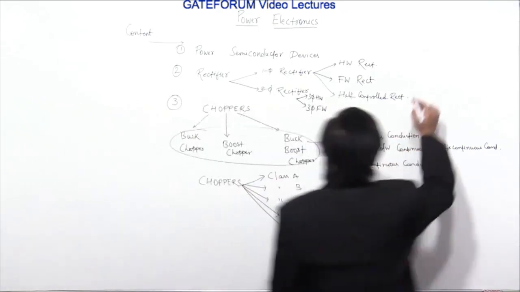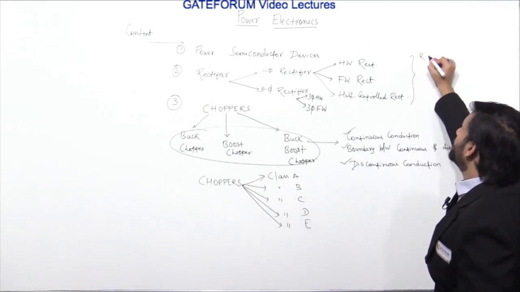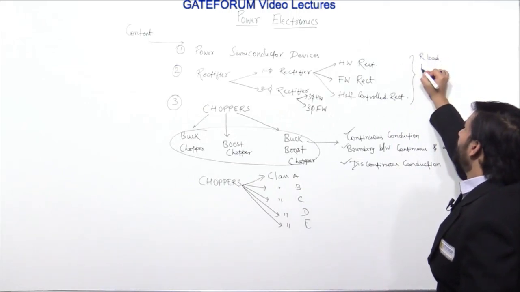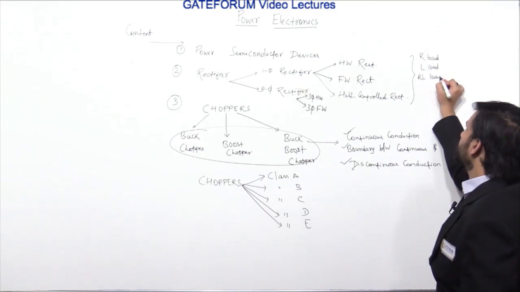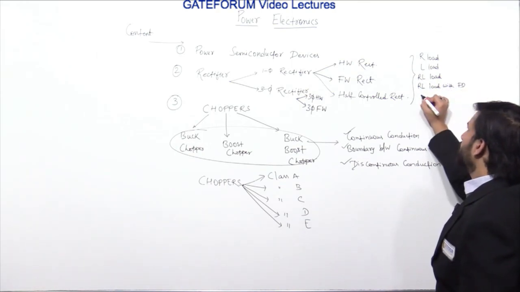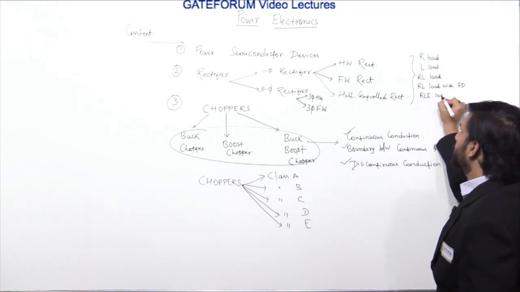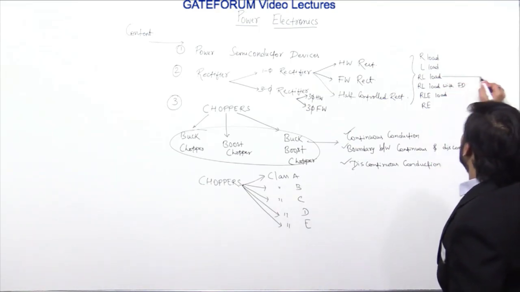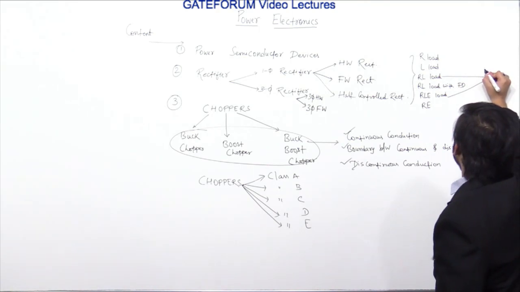Similarly, in all three, I'll have the loads as R load, L load, RL load, RL load with freewheeling diode, then RLE load, then RE load. Now in the RL load and RLE load, again I'll have two cases.